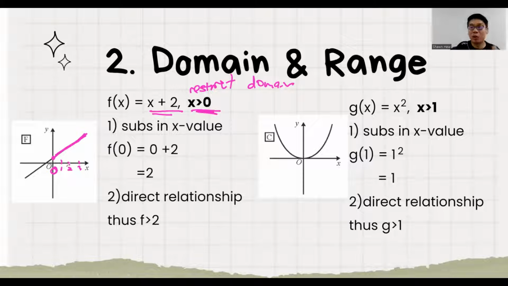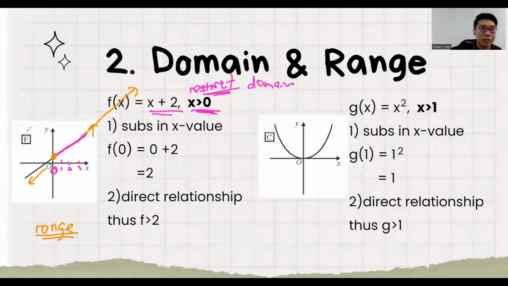So for the graph, since it's a restricted domain, the range will get affected also. So can our graph continue to go up? Yes, I can continue to go up. But can my graph continue to go down? Can I go down? No, because here, I start from here. Here is already my minimum. You see, I cannot go down. No.